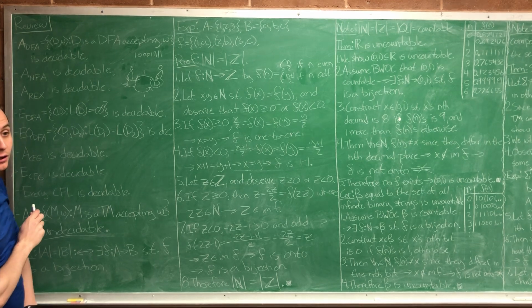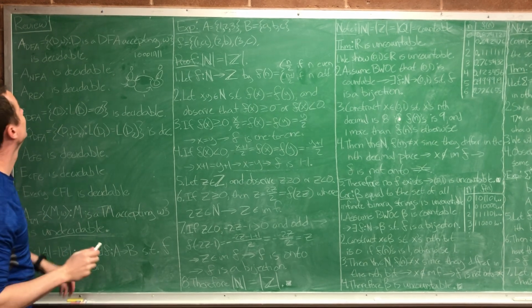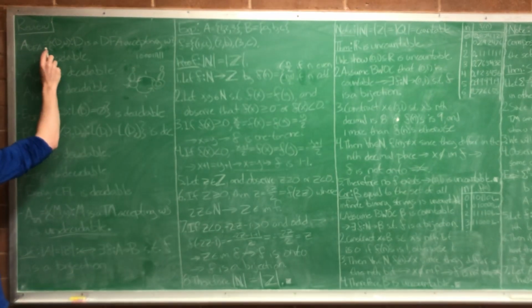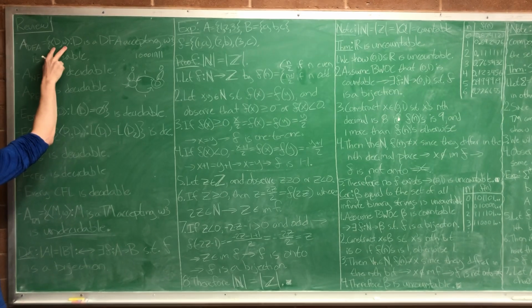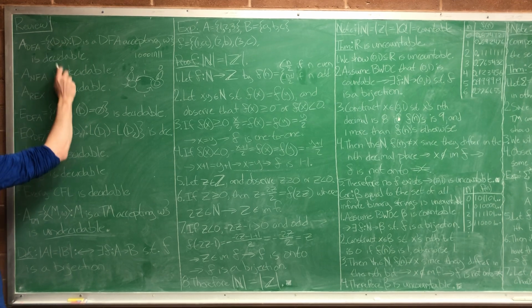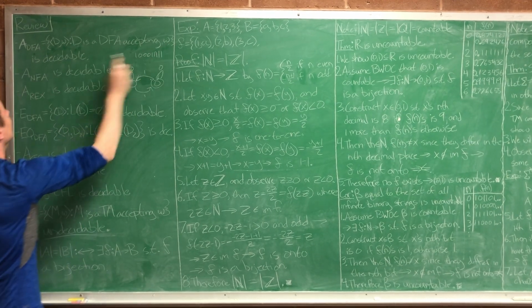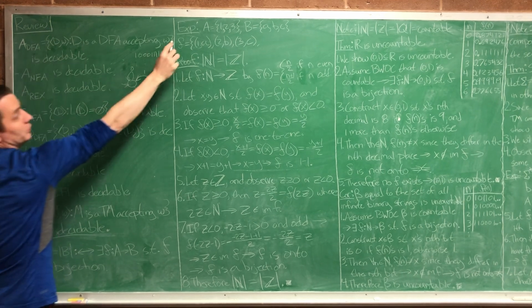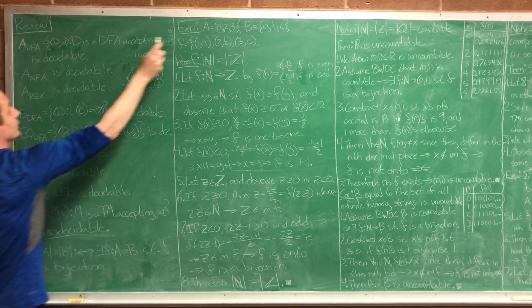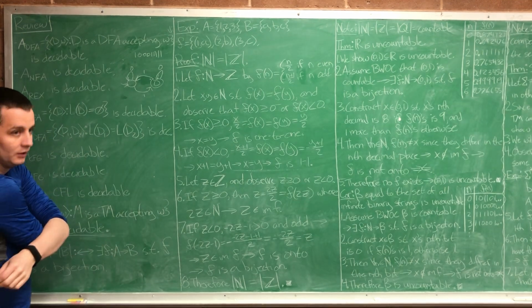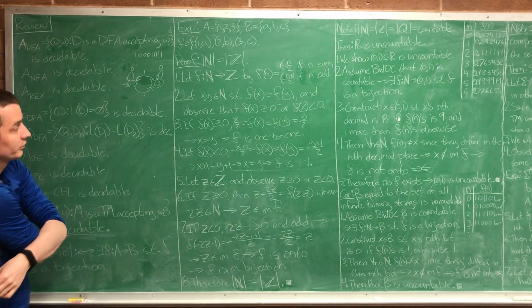So W has to be something that is accepted. It's the set of all encodings of D and W, where D is a DFA accepting string W. This language is a decidable language. Okay, that makes sense.